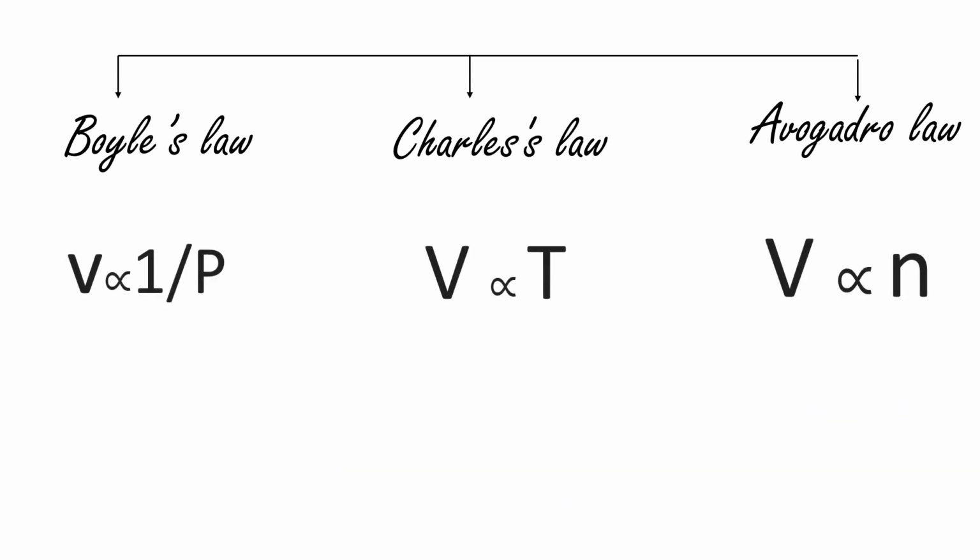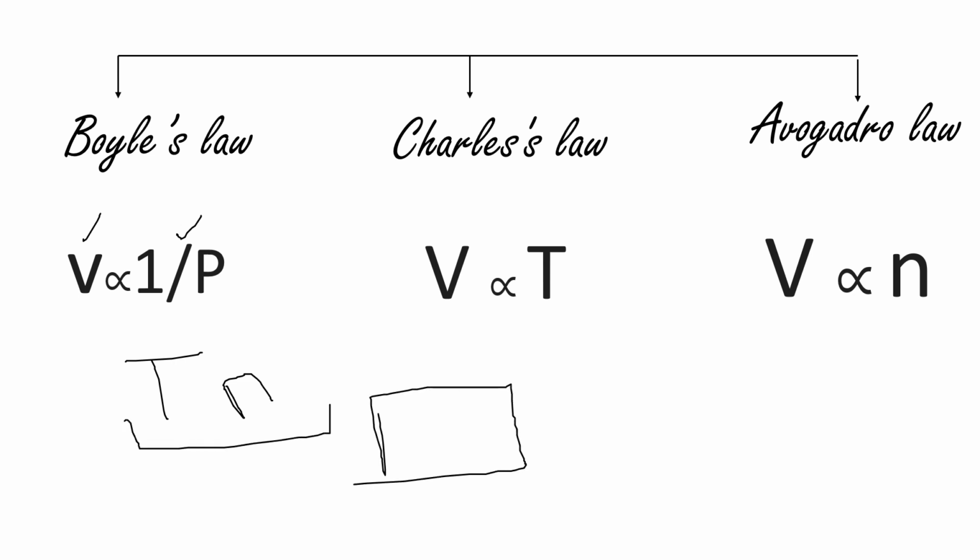Statements of Boyle's law, Charles' law and Avogadro's law. In the first condition, there are 2 factors that are given, volume and pressure. Apart from that, the temperature and number of moles are constant. How? As I have given you the square: volume, temperature, pressure and then number of moles. Now here 2 factors are being used, volume and pressure. So these 2 factors will stay constant.